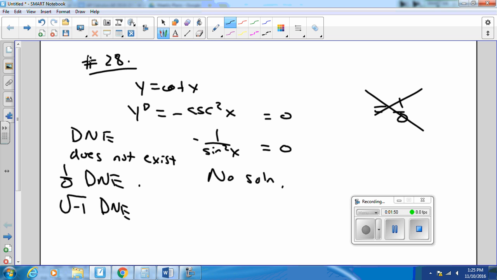Whereas no solution refers to an equation or inequality that does not have a solution. So -1 over sine squared x cannot be equal to 0. That's why. So there's no solution to the equation. Yeah. Does that make sense? Good. Okay, so it's just a language thing we needed to clean up.